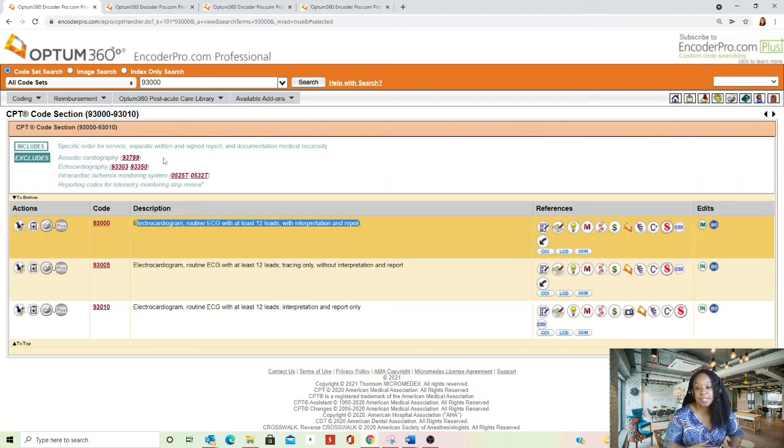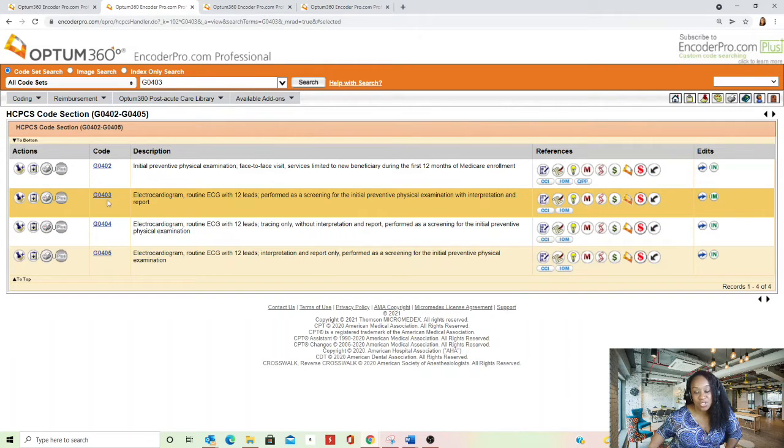When that happens, we see situations like 93000 and G0403 for the same service on a professional claim that could be reported different ways. So even though the Centers for Medicare and Medicaid Services should include Medicare and Medicaid, you have to be really careful in your claims processing, because you might find that Medicare doesn't pay that service, but you're getting paid with Medicaid with the CPT code.